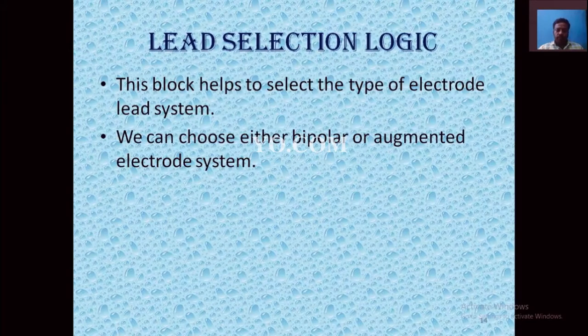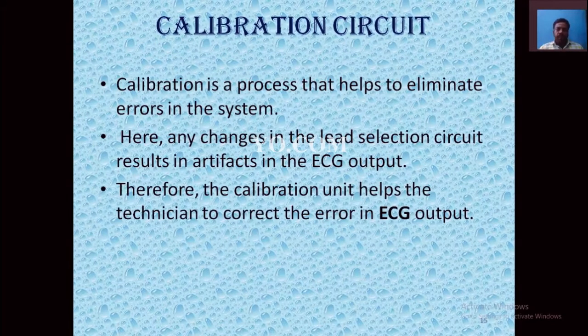Then the calibration circuit. Calibration is the process that helps to eliminate error in the system. Generally, calibrate means we are finding the error and eliminating the error in the system.